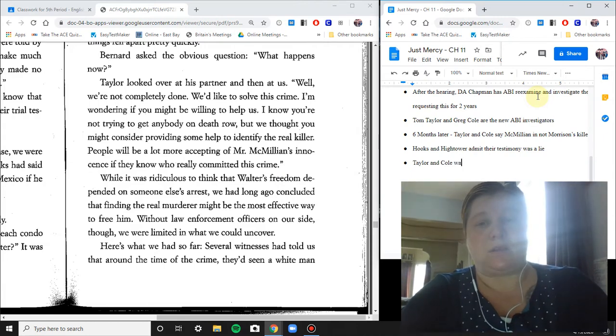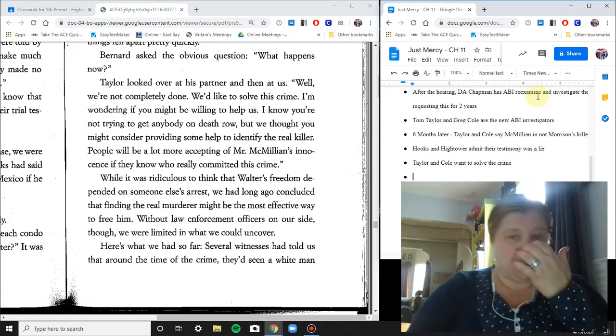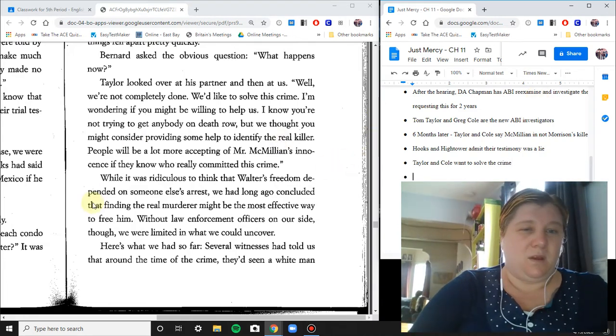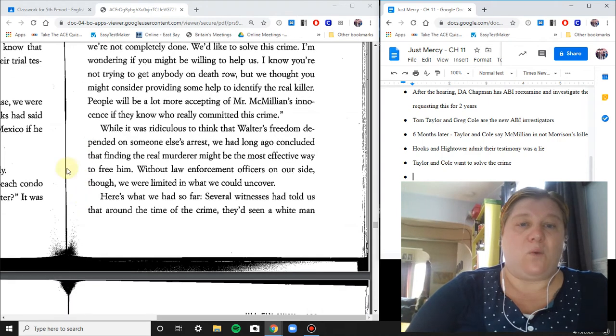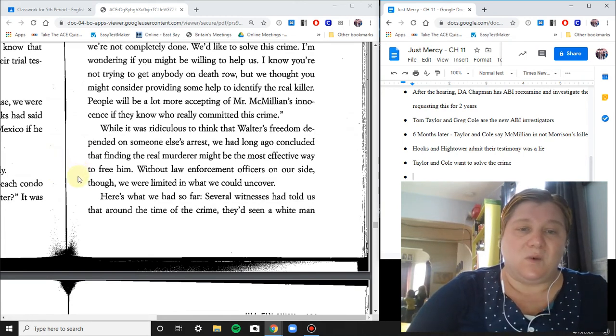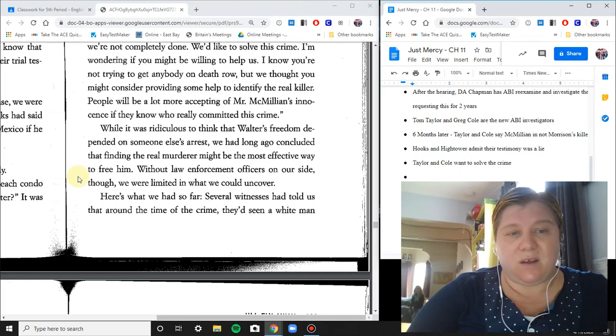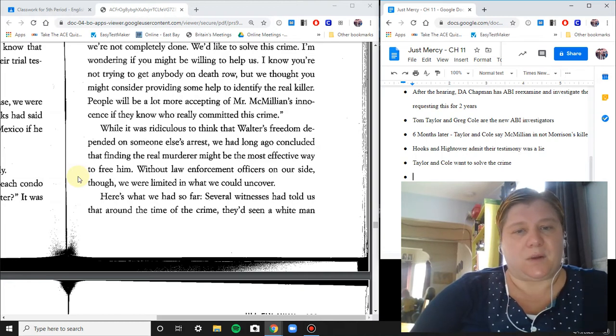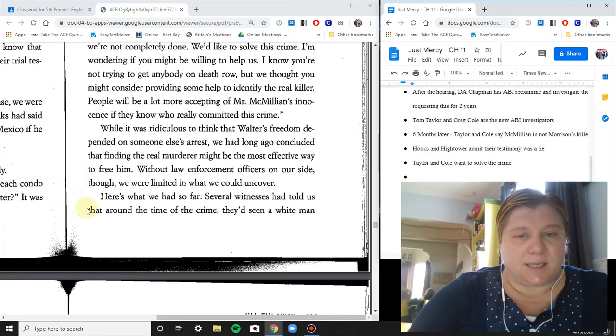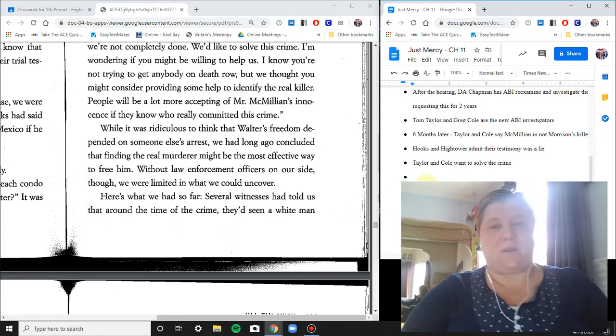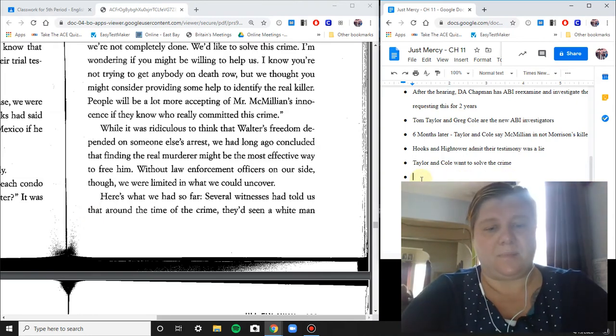So again, Taylor and Cole want to solve the crime. While it was ridiculous to think that Walter's freedom depended on someone else's arrest, we had long ago concluded that finding the real murderer might be the most effective way to free him. Without law enforcement officers on our side, though, we were limited in what we could uncover. Here's what we have so far. Several witnesses had told us that around the time of the crime.